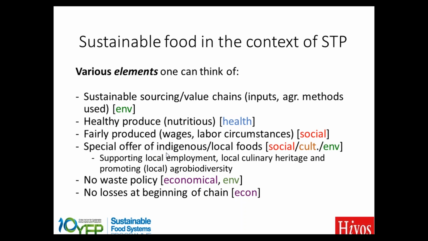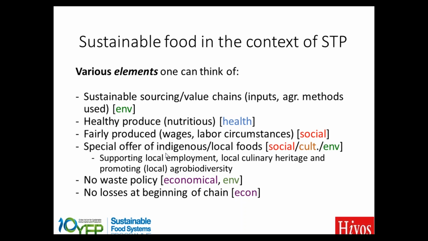Secondly, there's a main point to be made about the health impact of products that you might want to source as a tourist operator or in a tourism project. So what kind of food are we producing and providing? Thirdly, there's a sustainability element to be mentioned about the actual production circumstances relating to wages, labor circumstances, etc. This relates more to the social domain.